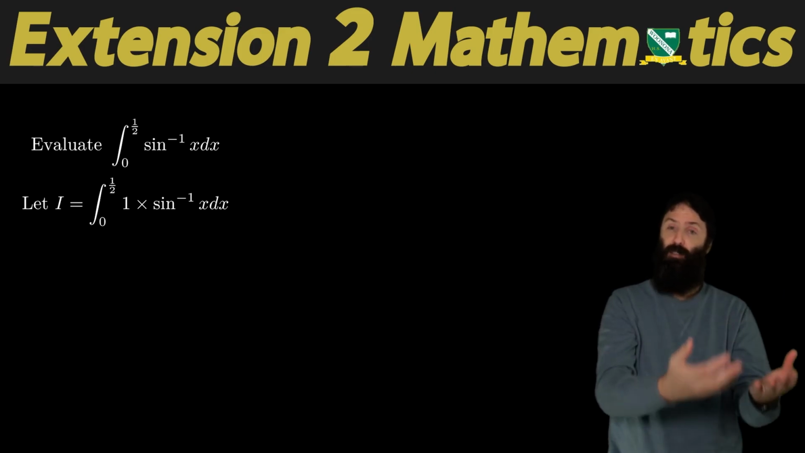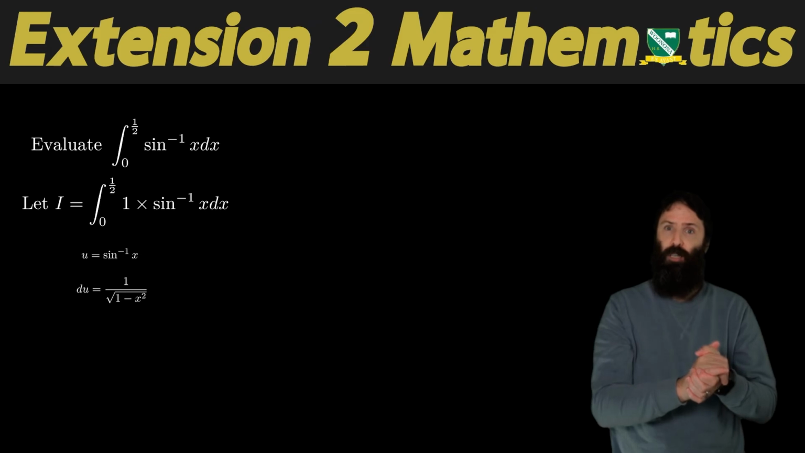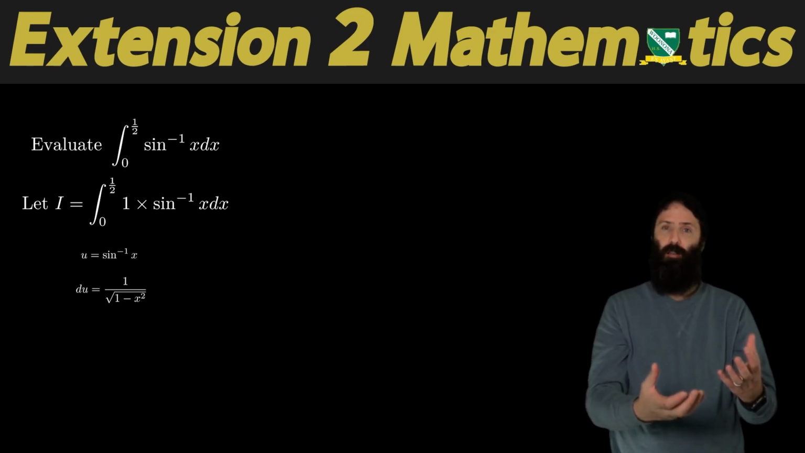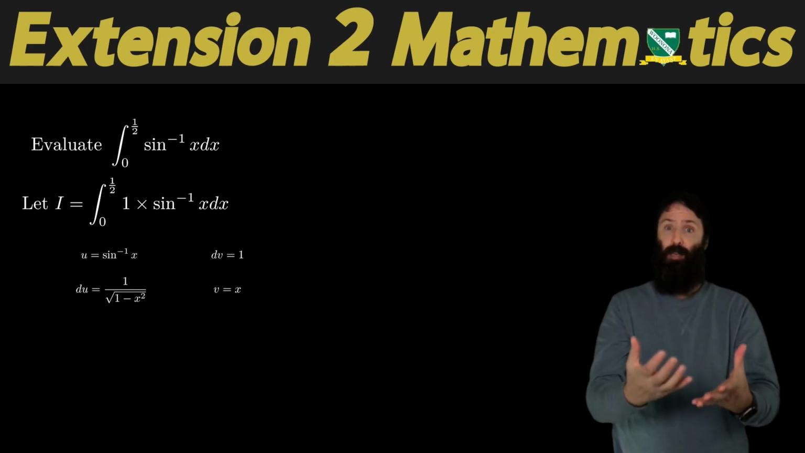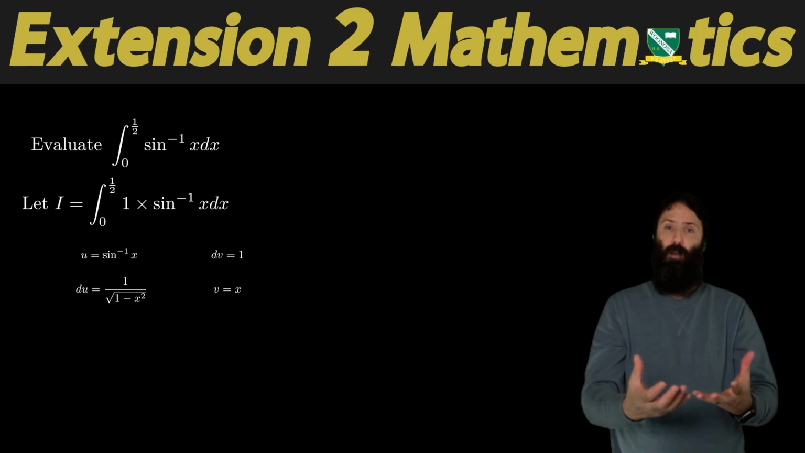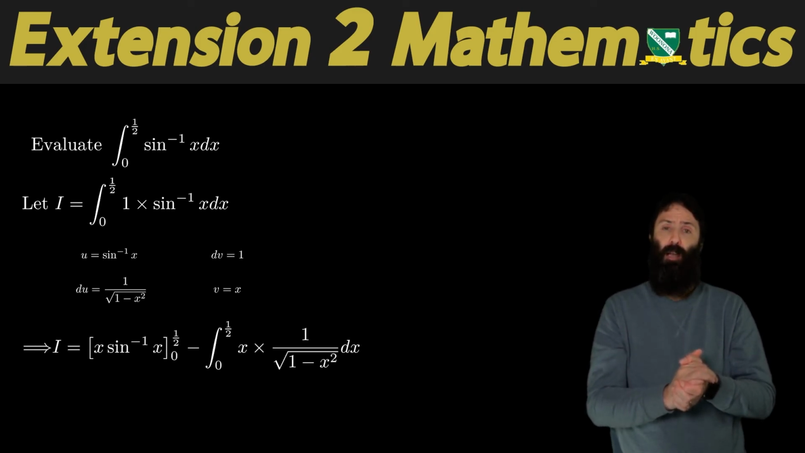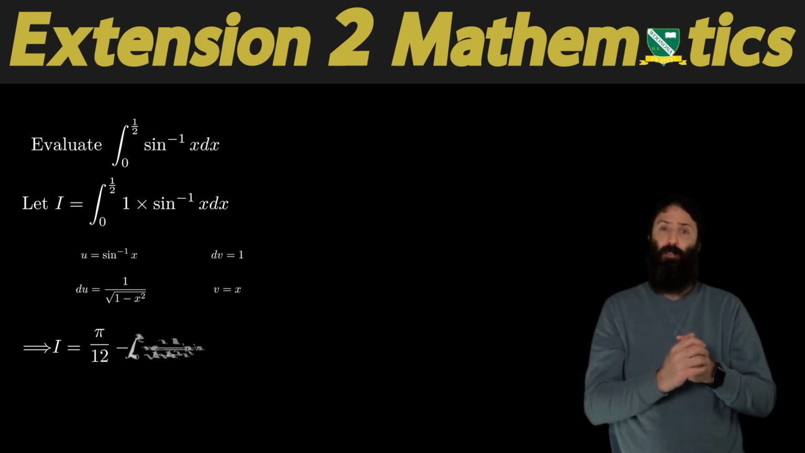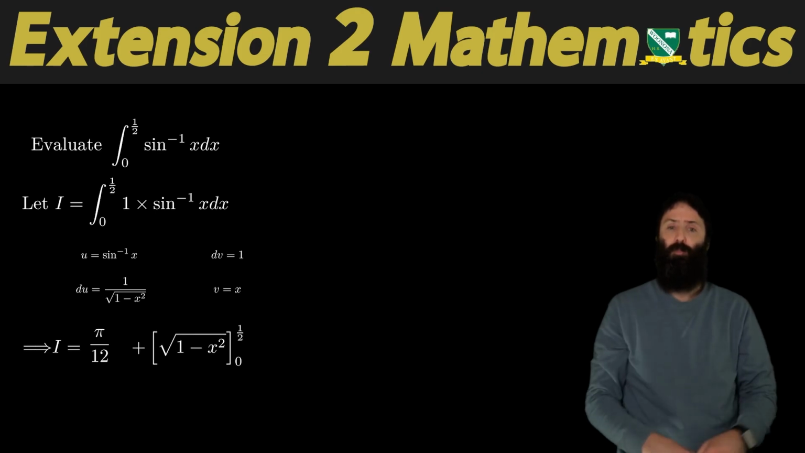Thankfully, I can differentiate inverse sine x. So let's let u equal sine inverse x. Therefore, du is 1 over the square root of 1 minus x squared. dv is 1, and therefore v is x. And then plugging into my formula, I get this result right here. And then I can use substitution on that second integral there to simplify the problem.